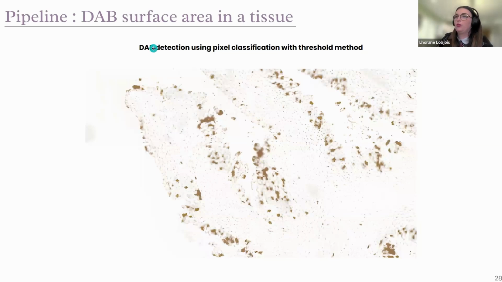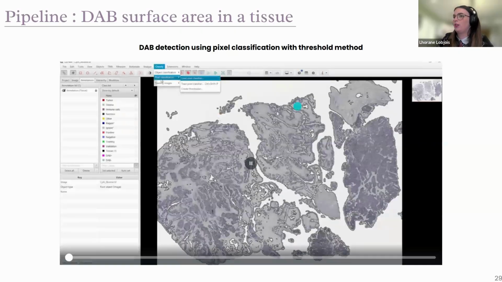Then I need to detect the DAB. So this is a zoom on the image, so it's not so great, but this is a biological image. And I will use the same method, so pixel classification with threshold. I took a video to show you more dynamically how to do it. So you can go on classify, pixel classification, and create thresholder.